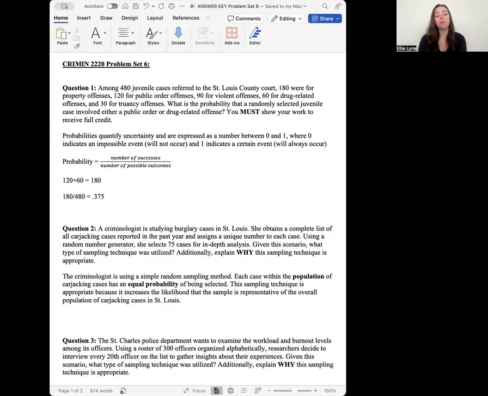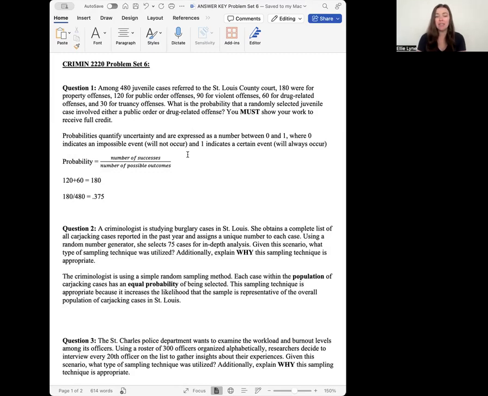And so remember that probabilities quantify uncertainty and are expressed as a number between 0 and 1, where 0 indicates an impossible event or that it won't occur, and 1 indicates a certain event will always occur. And so how we measure this is by taking the number of successes in our numerator and divide that by the total number of possible outcomes, which serves as our denominator.